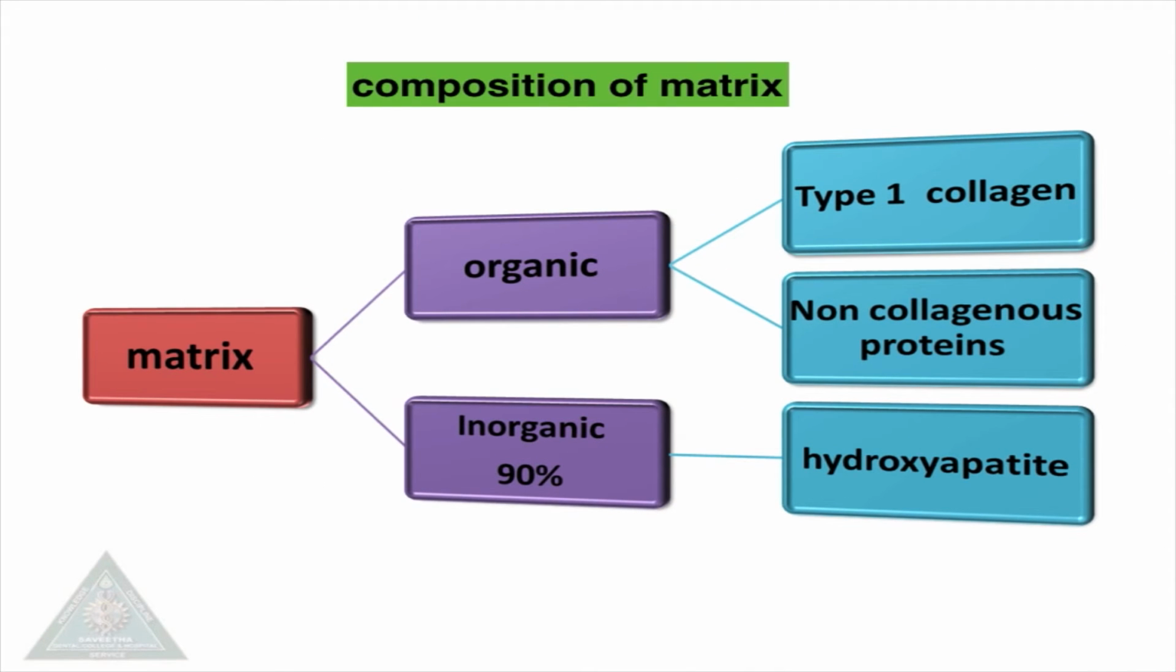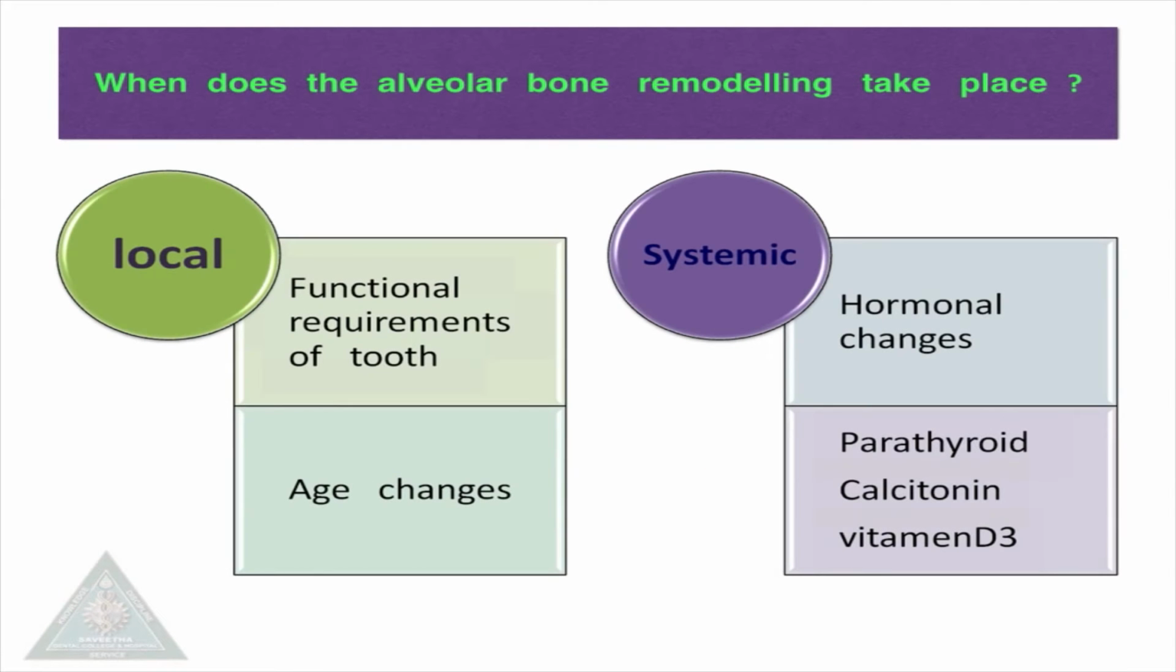The matrix of bone includes both organic and inorganic components. The organic part is mainly composed of type 1 collagen with non-collagenous proteins like bone sialoprotein, osteopontin, osteocalcin, and bone morphogenic proteins. The inorganic content is mainly made up of hydroxyapatite crystals. Alveolar bone remodeling is a major pathway in maintaining the bony architecture, resistance to forces, and maintenance of calcium phosphate homeostasis. It can be regulated at local level or due to systemic level like hormonal changes.